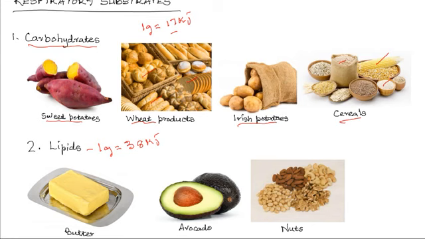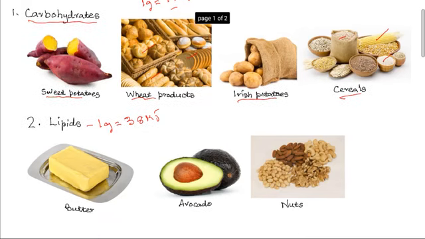They're only used after the carbohydrates have been depleted, because the breaking down of carbohydrates is faster and requires less oxygen. Sources of the lipids include dairy products such as butter, fruits such as avocado, and many nuts such as groundnuts, cashew nuts, macadamia nuts, and so on.